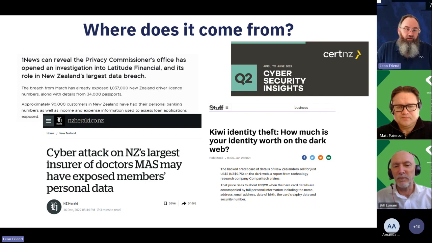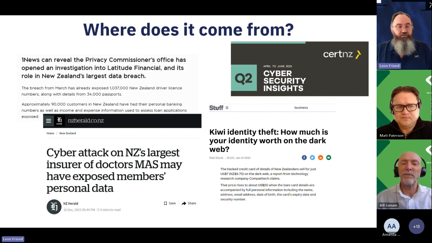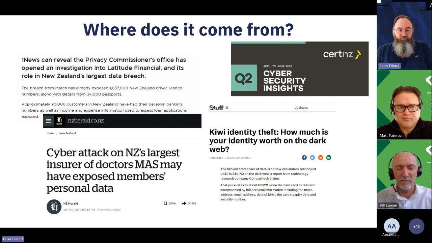So, Latitude Financial, that was a large one here in Australia. It was also a large breach that recently happened for you guys in New Zealand. You can see here, over 1 million New Zealand driver's licenses, right? Over 34,000 passports, 90,000 people's personal bank account details, and income and expense information for loan apps were on there.